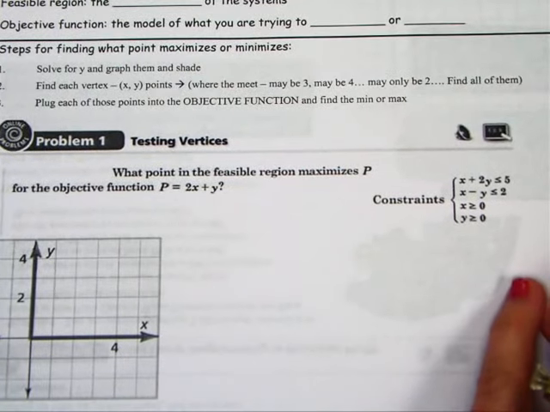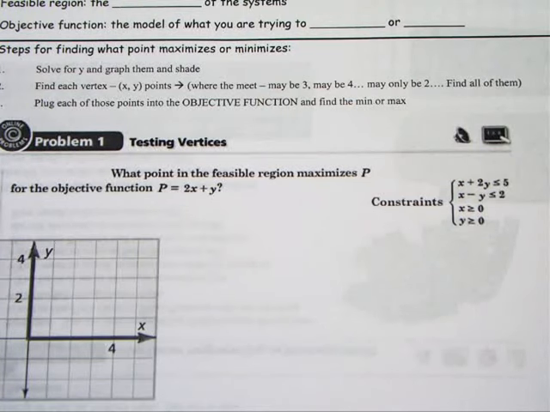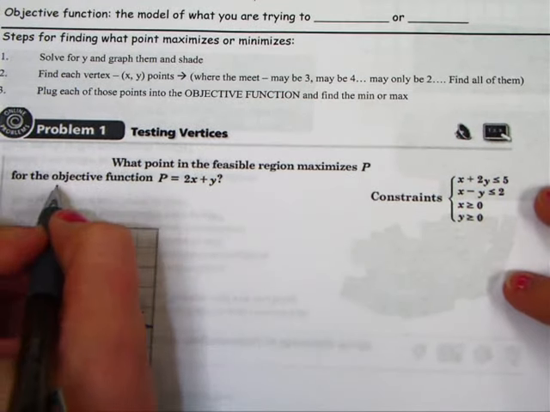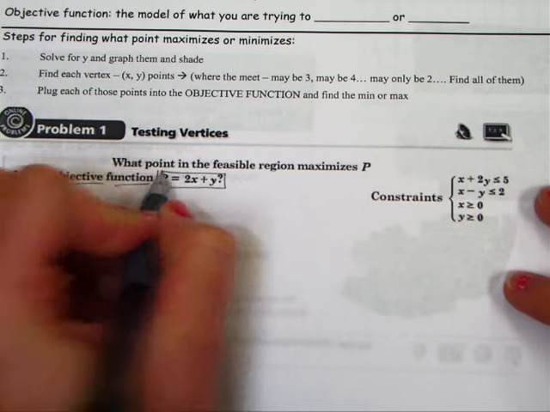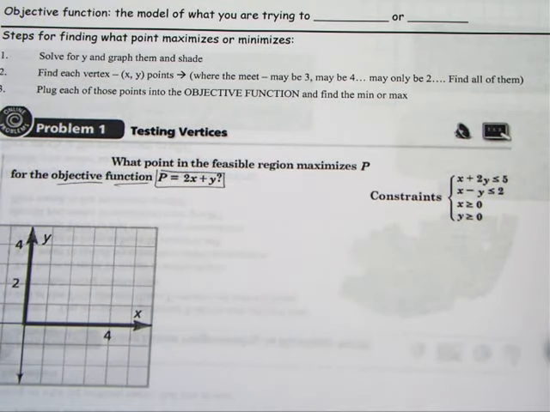These are the steps that I'm going to follow. Now our goal is to either maximize or minimize something called our objective function. We'll teach you later how to make an objective function, but if you look at problem 1, they give us the objective function, and it's p equals 2x plus y. We're going to save that objective until step 3.